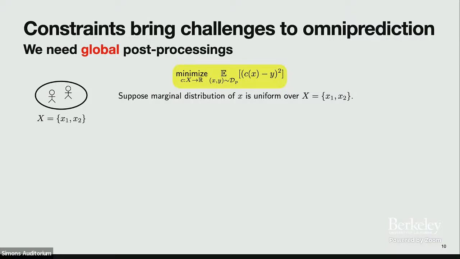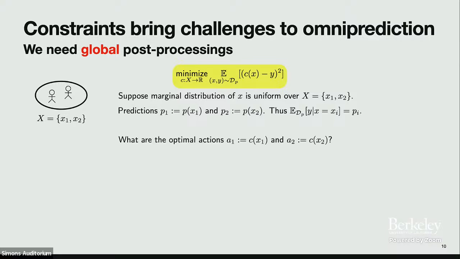Let's suppose the marginal distribution of x is the uniform distribution, and the predictor p makes two predictions, p1 and p2, for the two individuals. By the definition of D_p, we know that the conditional expectation of the outcome y given individual x_i is equal to p_i. So in this case, it's very easy to figure out the optimal actions. They are, of course, given by the KL function. Since the squared loss is a proper loss, the KL function is just the identity function. The optimal action to take is just the predictions themselves.